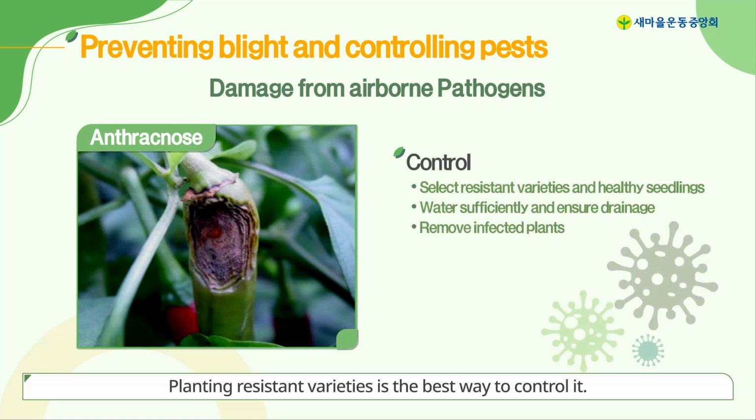Planting resistant varieties is the best way to control it. However, the problem is that some crops still have no resistant variety. So, it is important to raise seedlings in isolation from pathogens using a pot or an isolation bench. Reduce pathogen density by ensuring good drainage when watering. Moreover, remove all diseased plants as soon as possible and burn or bury them.